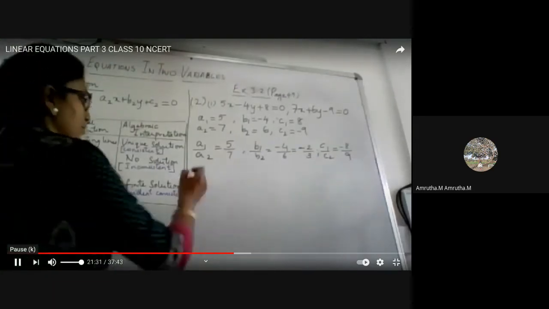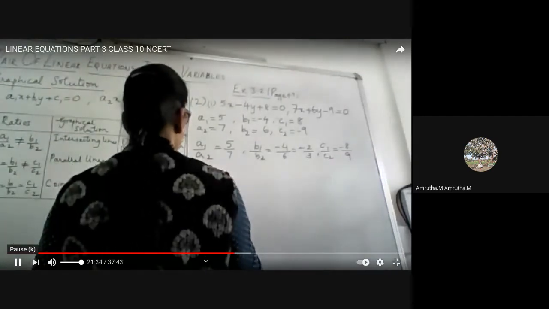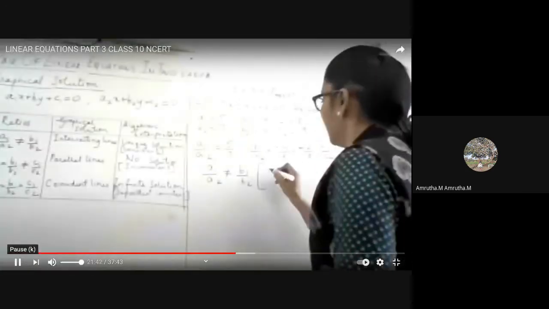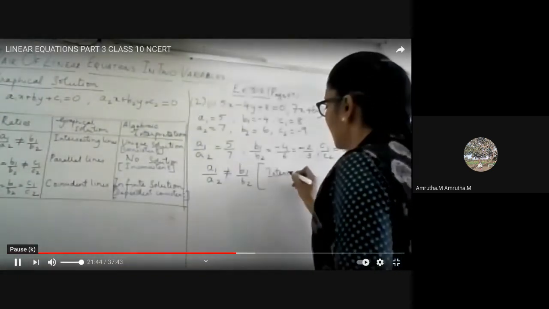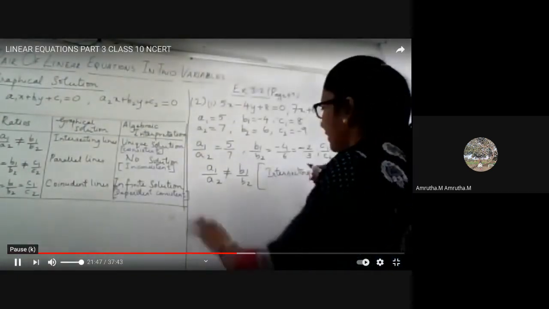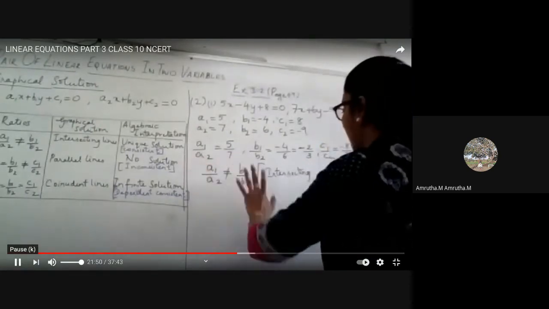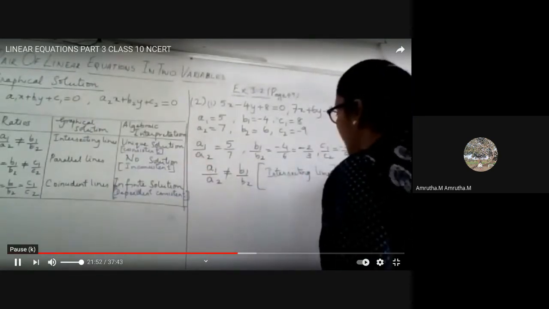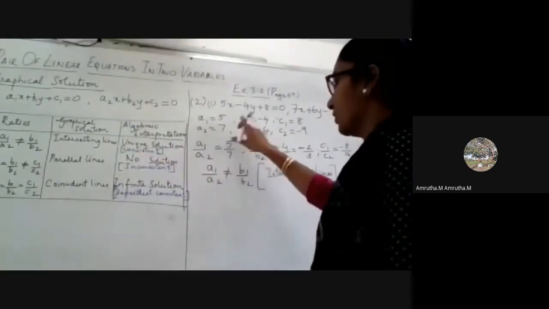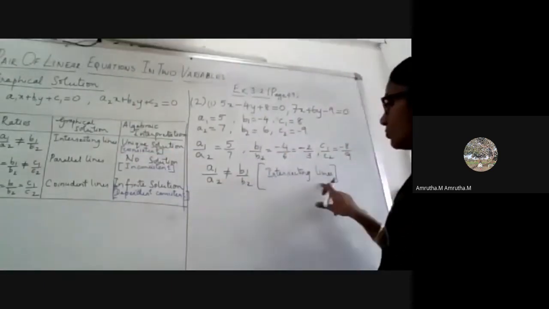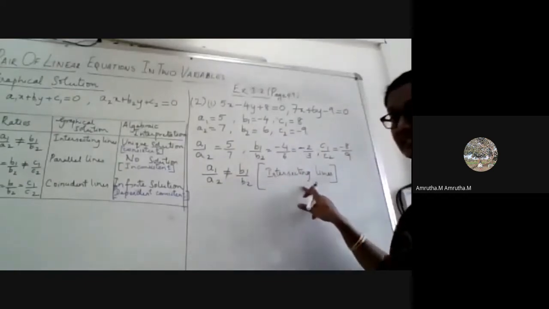Alright, so now I got A1 by A2, B1 by B2 and C1 by C2. It is already telling that A1 by A2 is not equal to B1 by B2. So I'm going to get a unique solution, or it is a pair of consistent set of equations. Within bracket you will write, it will be intersecting lines, because I have a unique solution. When I say A1 by A2 is not equal to B1 by B2, I know I will get a unique solution, that means the pair of equations are consistent and the solution will be unique with intersecting lines.